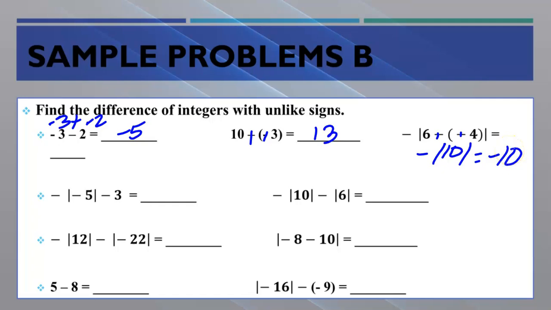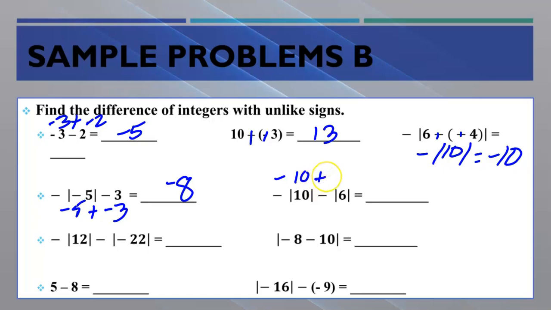Next one, we got a negative absolute value of negative 5. So that absolute value of negative 5 is 5, but we have this negative here. Minus 3, so I'm going to do plus. The opposite of 3 is negative 3. So a negative 5 plus a negative 3 is negative 8. Next, absolute value of 10 is 10, but I have a negative on the outside, so that makes a negative 10.